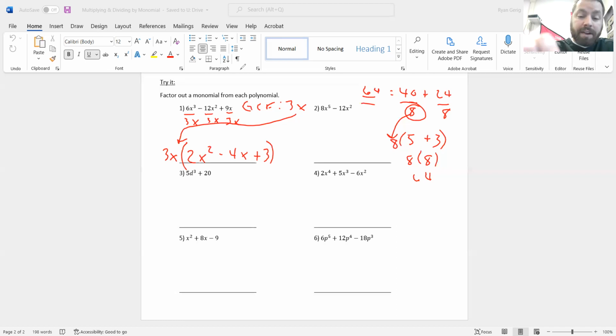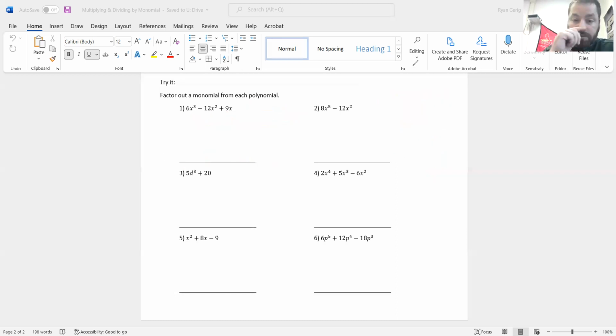Okay. Factoring you will use way more than multiplying, but we will be using some multiplication in this unit. I'm going to go ahead and delete everything and start with number 2. What is my GCF? It is 4x to the second.